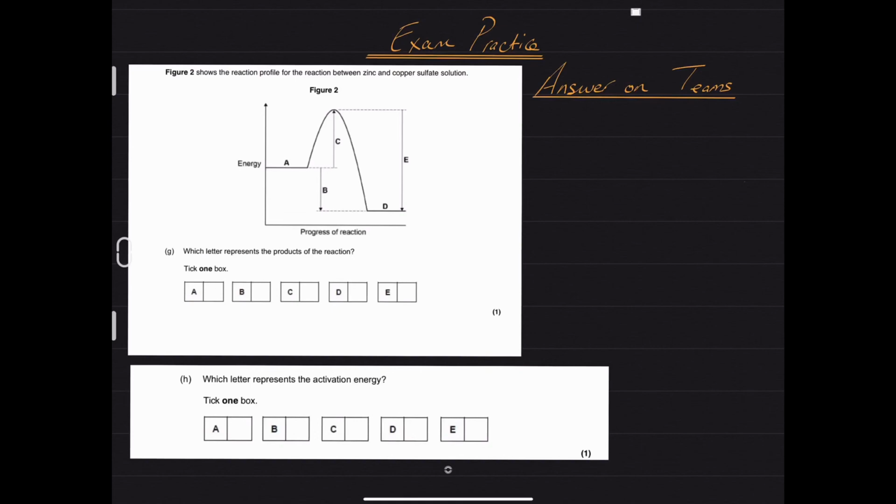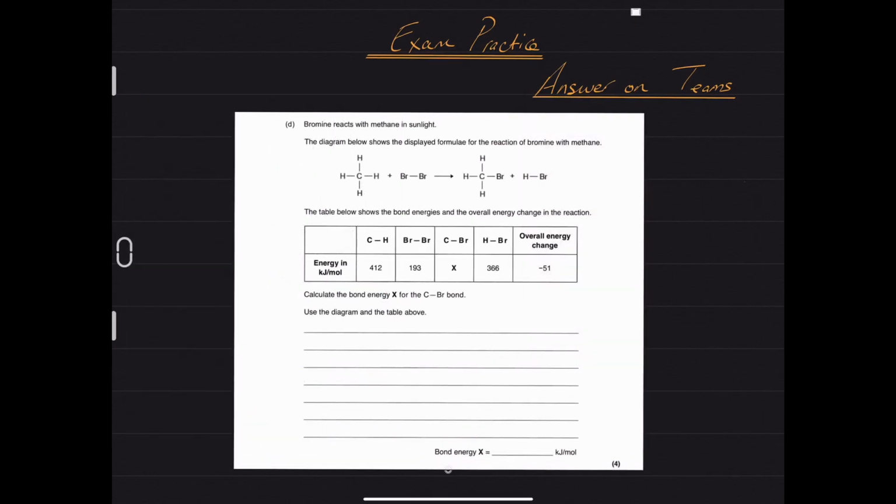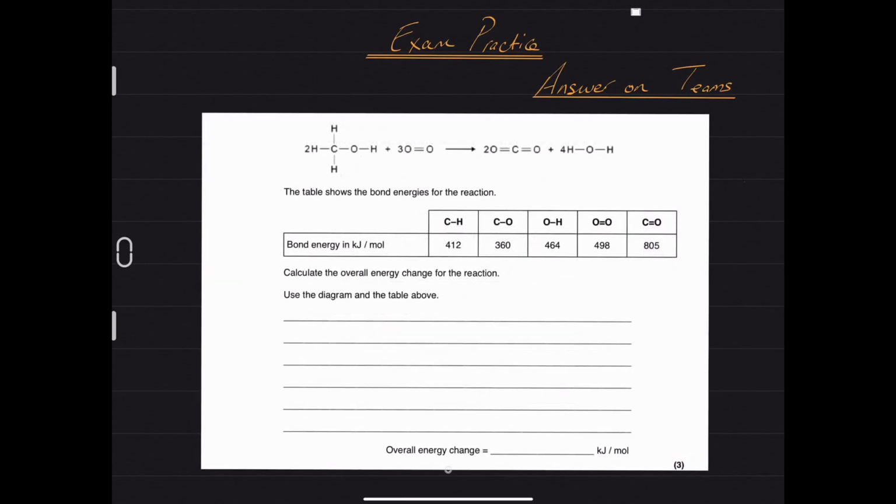So here, for this exam question, you're going to have to look at a reaction and an energy profile diagram, and I want you to answer these multiple choice questions here. In this question, you are going to have to calculate the bond energy for a particular type of bond using the information given in the table and the equation. And here you're required to calculate the overall energy change for the reaction based on the information given.